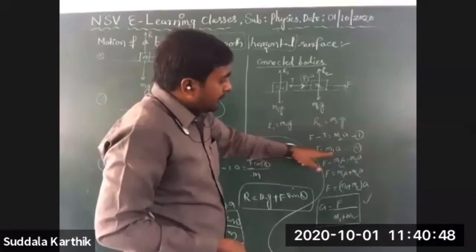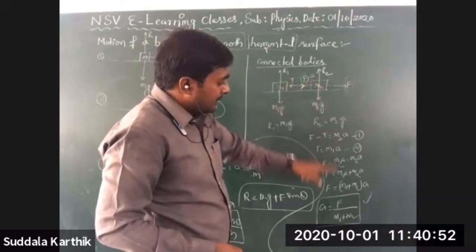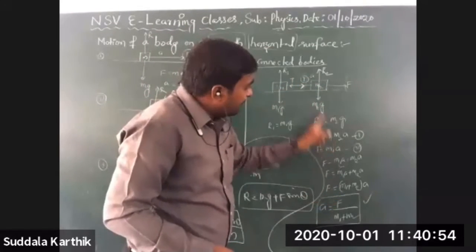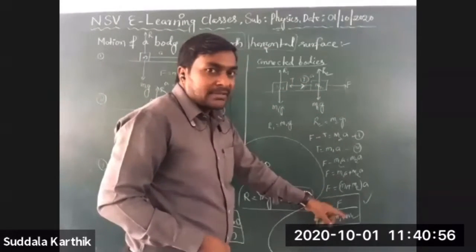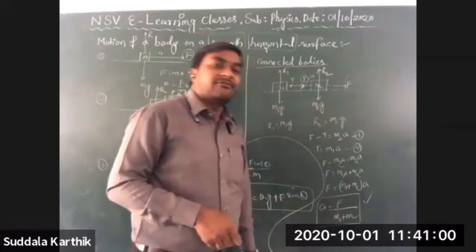Acceleration of this one, T by M1. Acceleration of this one, F by M1 plus M2. So the common acceleration we are calculating. That acceleration A is equal to F by M1 plus M2.